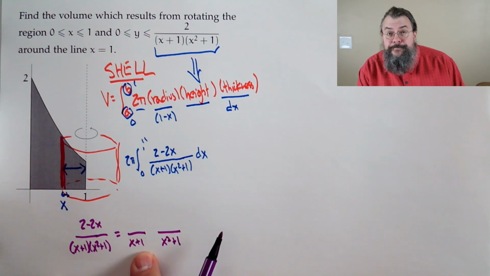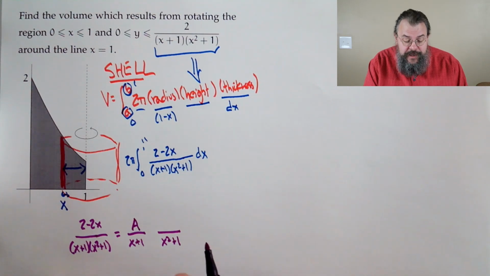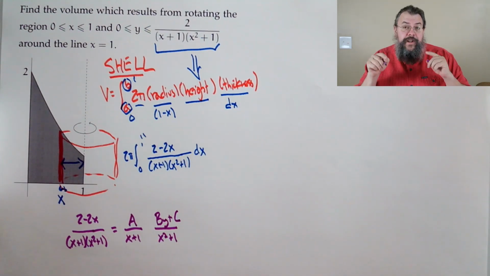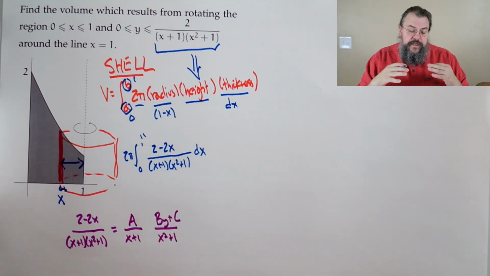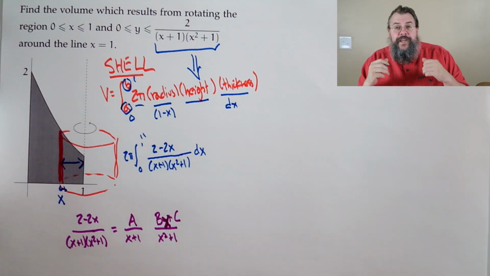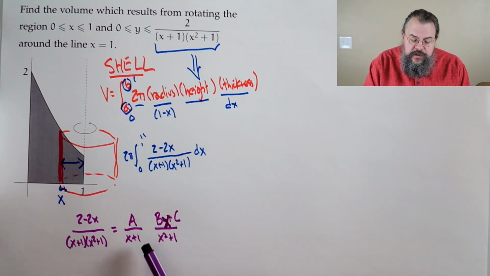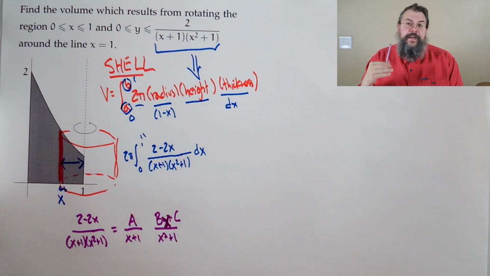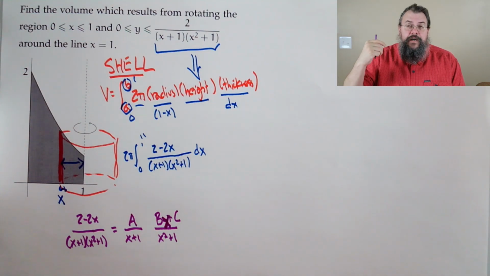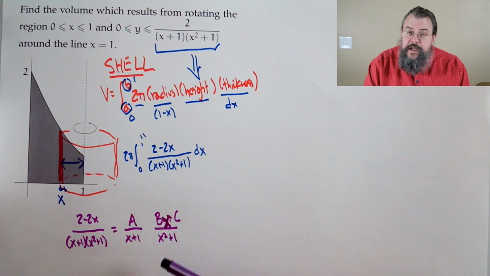What goes over the x plus 1? Just some unknown, A. What goes over x squared plus 1? It's actually a little bit more. It's Bx plus C. Pay attention to the reason. If you look, you'll see what you have down here is an irreducible quadratic. So when you have an irreducible quadratic, the numerator needs to have both the x term and the constant term. So in other words, it has to be a linear term.